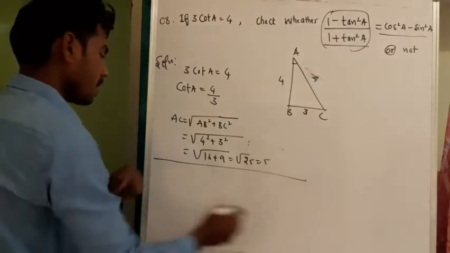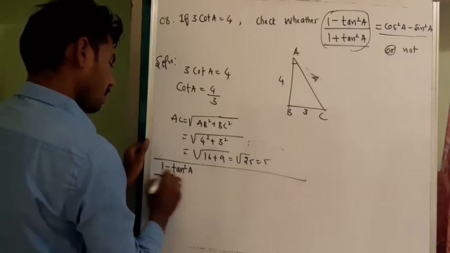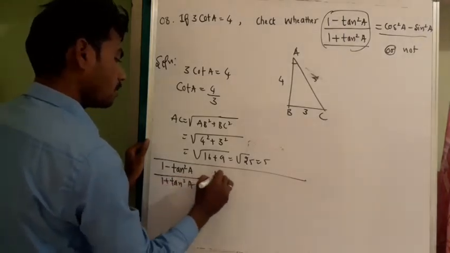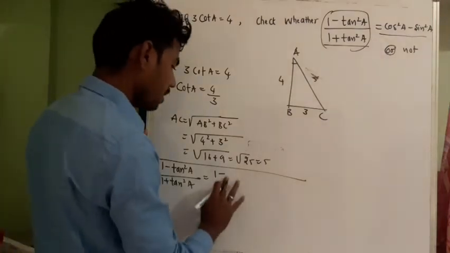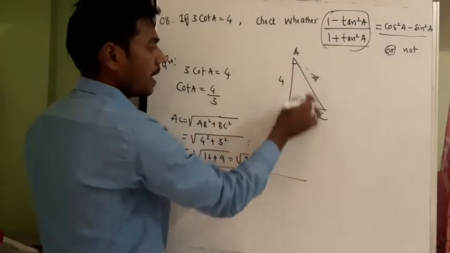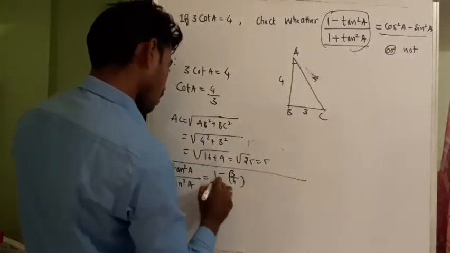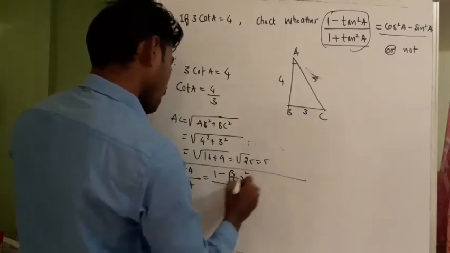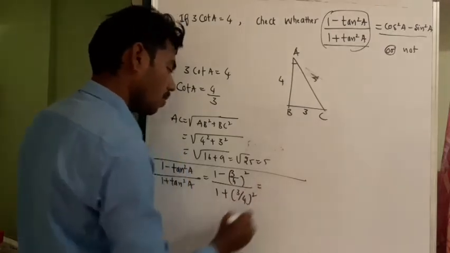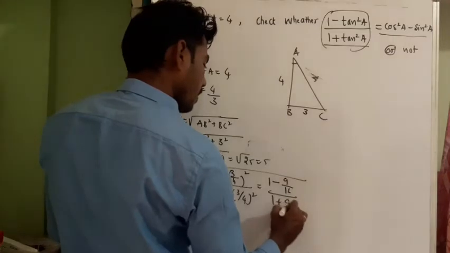Okay, 1 minus tan square A divided by 1 plus tan square A, which is equal to, what is tan A? Tan A is nothing but opposite by adjacent, that is 3 by 4. Opposite 3 divided by adjacent 4. So 1 minus (3 by 4) whole square divided by 1 plus (3 by 4) whole square, which is equal to 1 minus 9 by 16 divided by 1 plus 9 by 16.